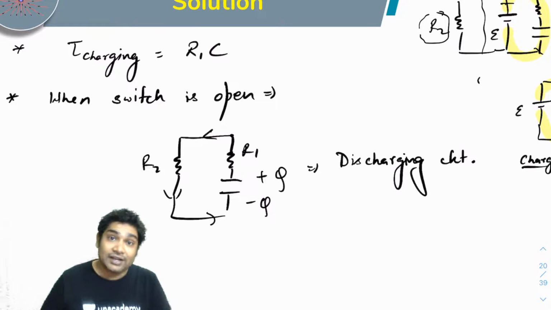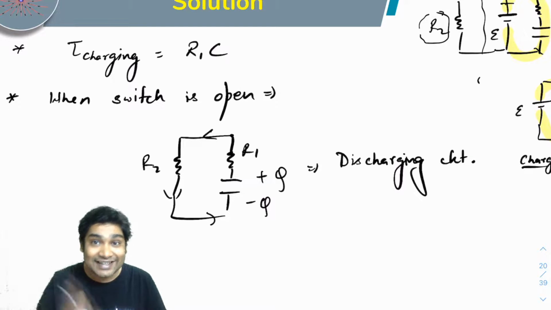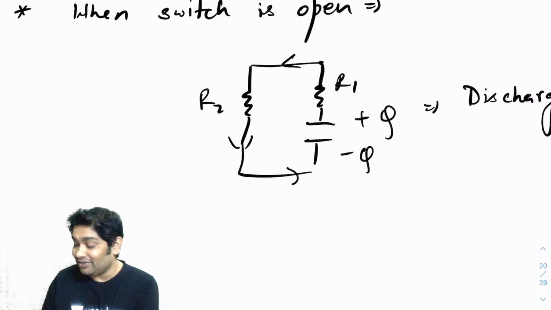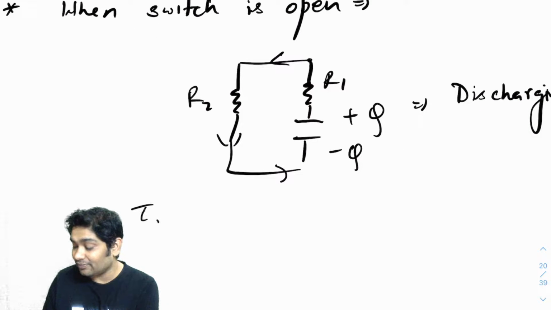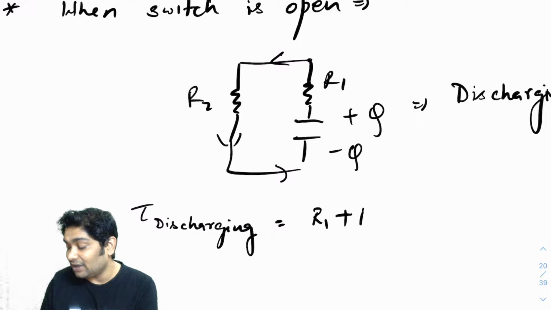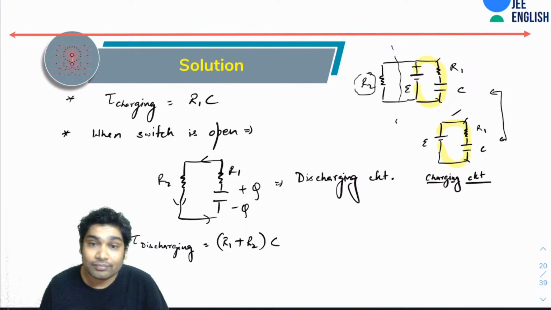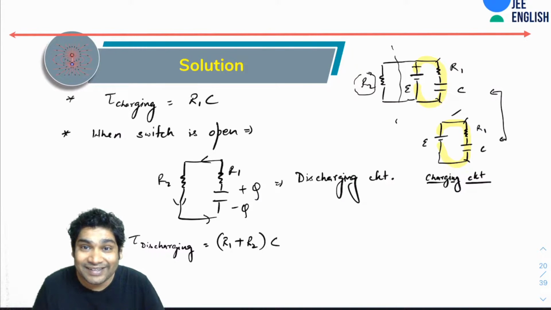So in the discharging circuit, you realize that R1 and R2 are connected in series with each other. So you can convert them into a single resistance of R1 plus R2. So tau discharging would be R1 plus R2 times C. That's it. Yes, Roshan, tell me. No, not R1C by R2. Why R1C by R2? It is (R1 plus R2) times C.